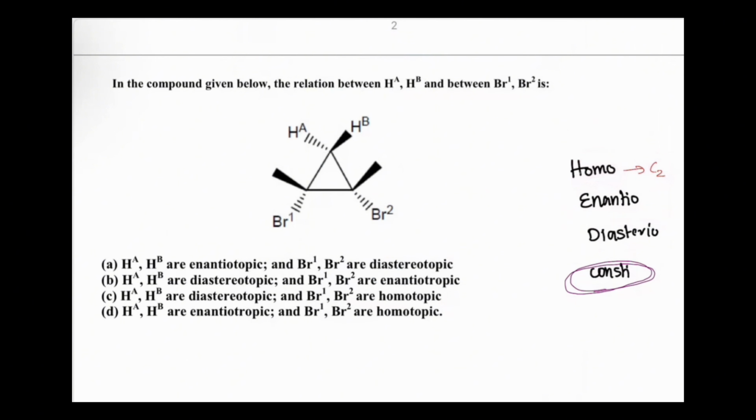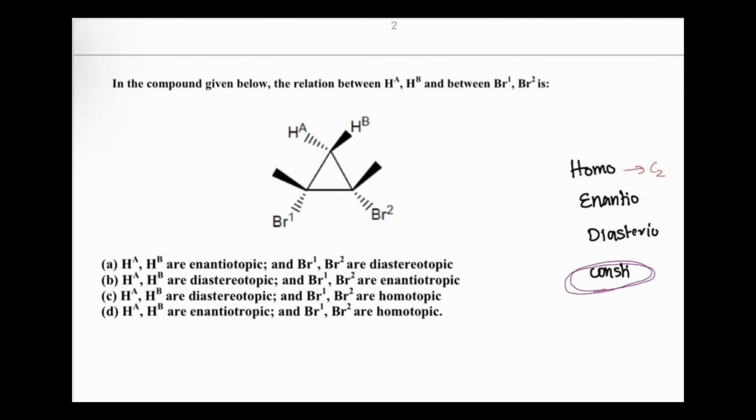And if there is no C2 and these two atoms are not related by C2, then it will not be homotopic. In this case, only will come to enantiotopic and diastereotopic case. In this case, we'll find whether there is a sigma, and if this sigma is bisecting these two atoms, we'll get diastereotopic, and if this sigma is reflecting both these atoms, we'll get enantiotopic. I hope you remember this.